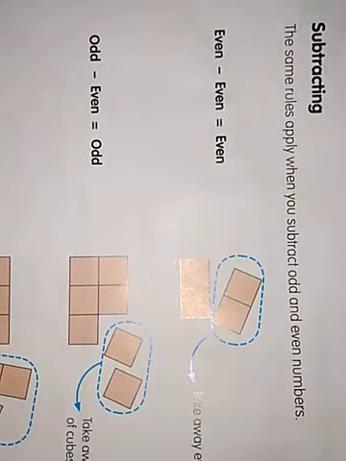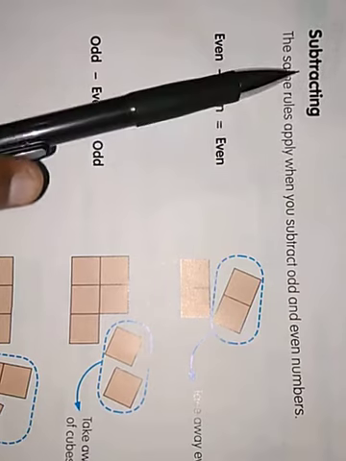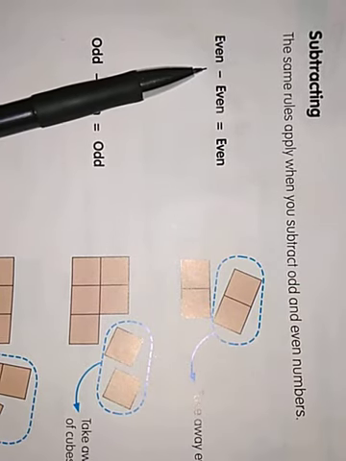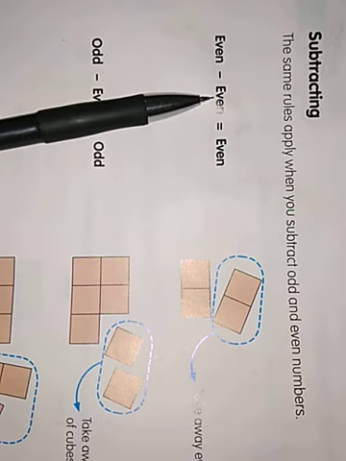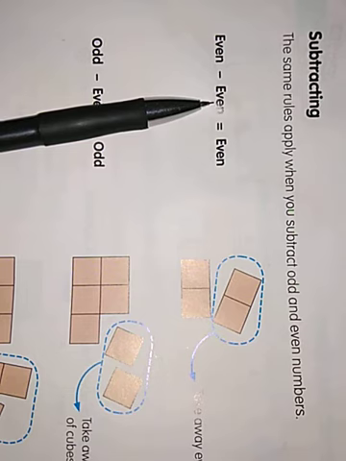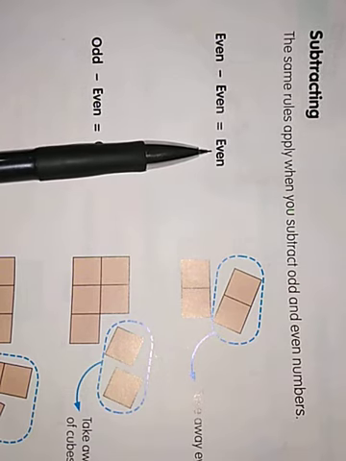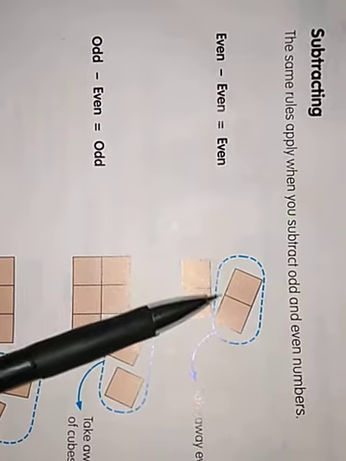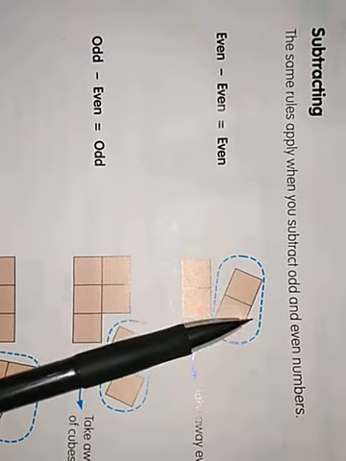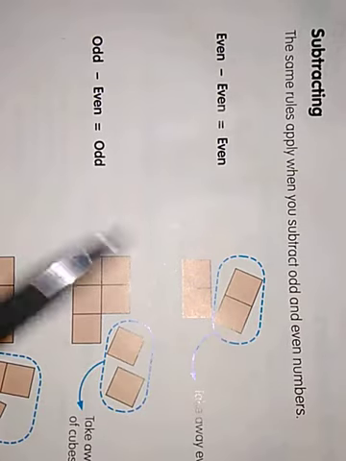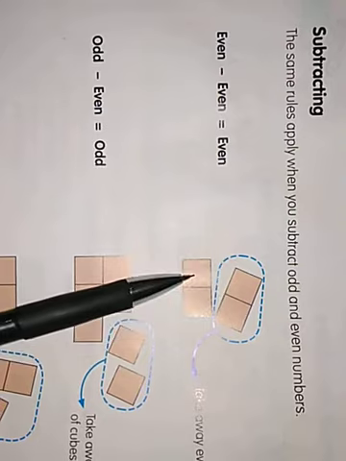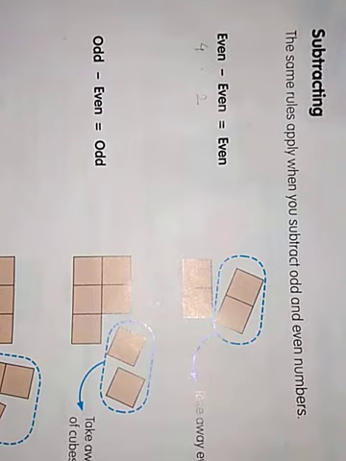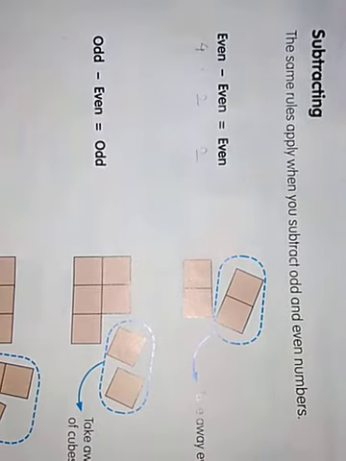Now, next concept, subtracting. When an even number is subtracted from an even number, we get the result as an even number. Now see here, we have 4 blocks. Out of these 4 blocks, we have to cut 2 blocks. Then what is left? Only 2 blocks. As we know, 4 is an even number and the 2 blocks we cut is also an even number, and the result we get is also an even number.